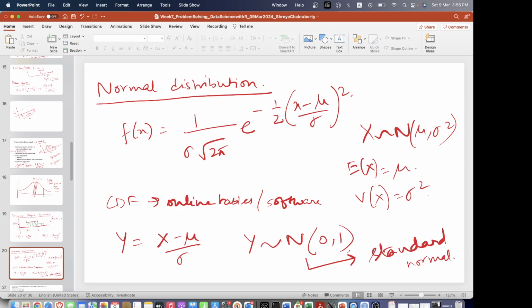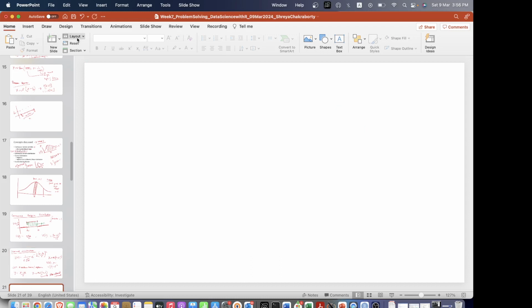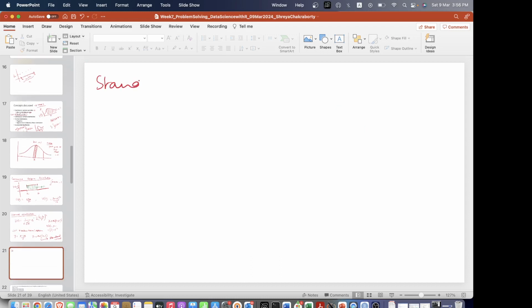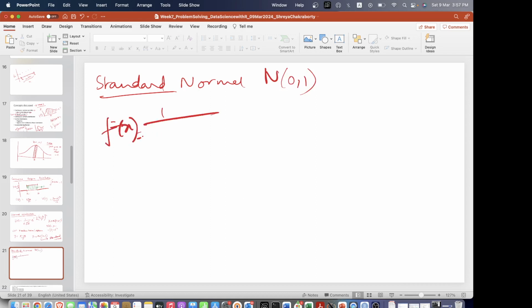If we put mu equal to 0 and sigma equal to 1 here, we are going to get the probability distribution of a standard normal. So for standard normal 0, 1, fx would be 1 by root 2 pi, since sigma is 1, e to the power minus half x minus mu, where mu is 0 and sigma is 1, so it would be x square.